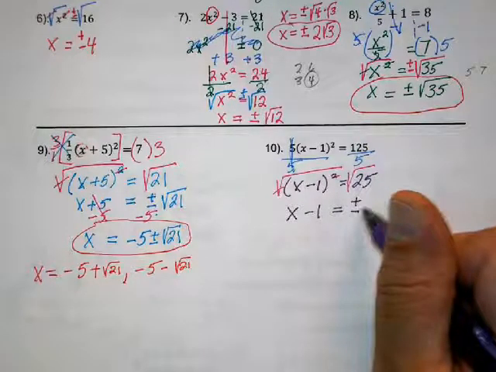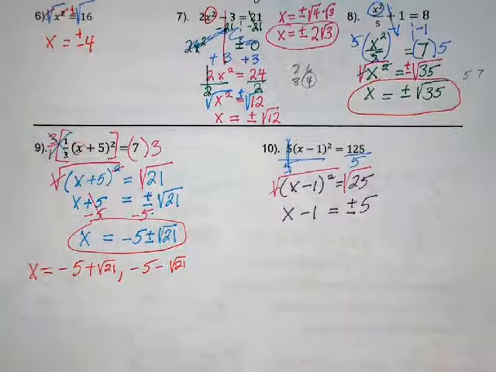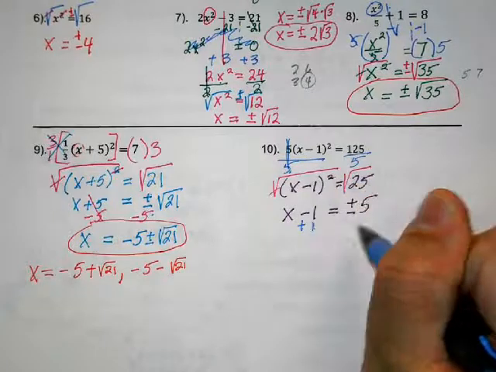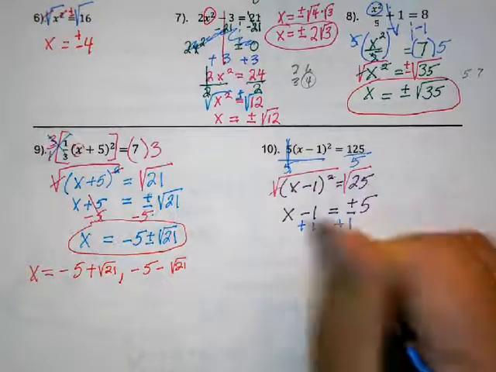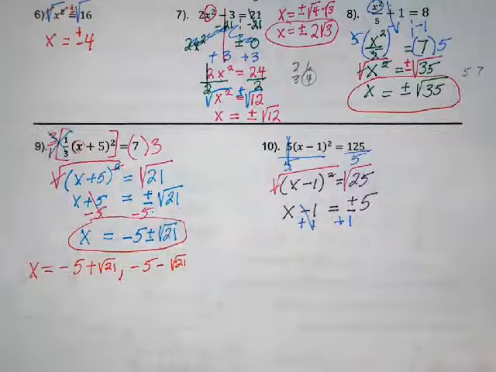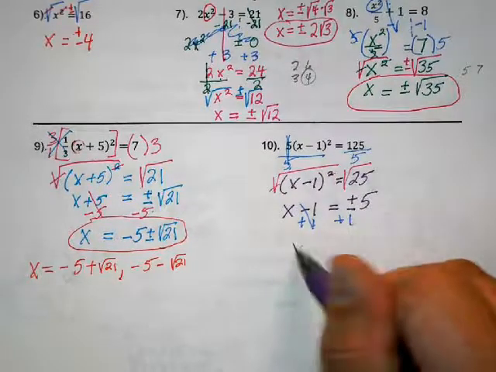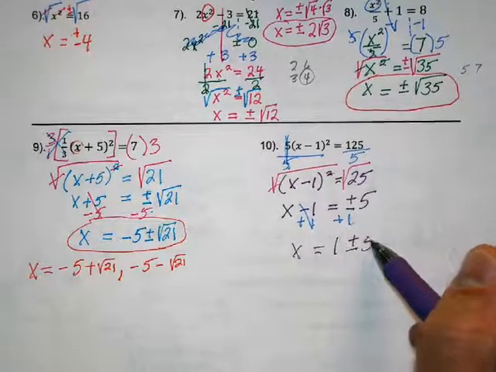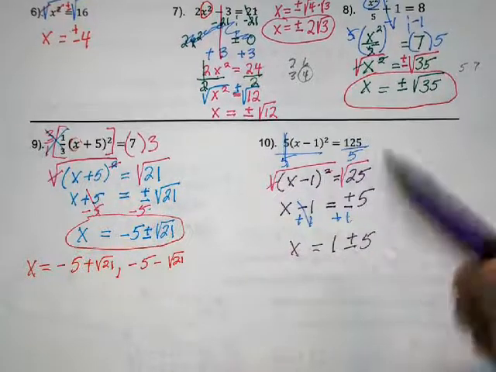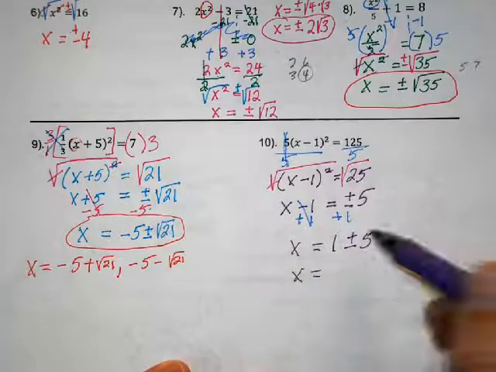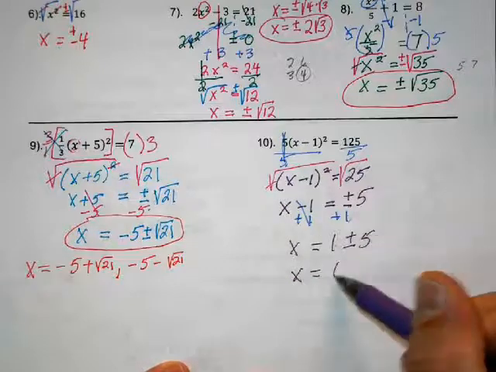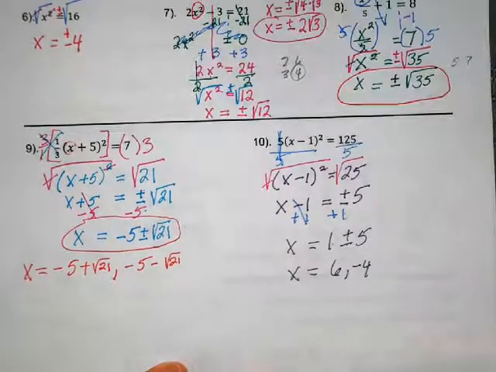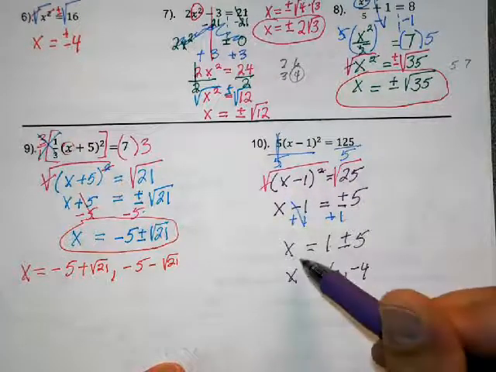I still have to get x by itself. I'm going to add 1 to both sides. Now, it's a little tricky here because these are like terms, right? But don't forget, 1 plus or minus 5 is 2 points. You have 1 plus 5, which is 6, and 1 minus 5, which is -4. So here are my 2 x-intercepts. If you can simplify and combine like terms, do it.